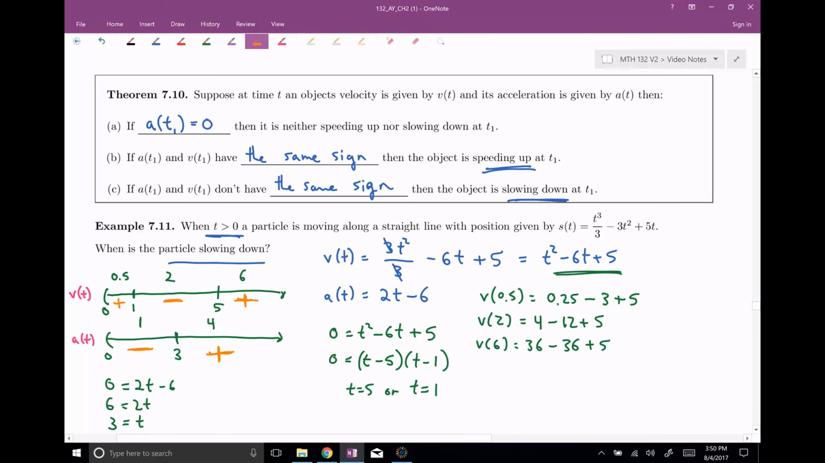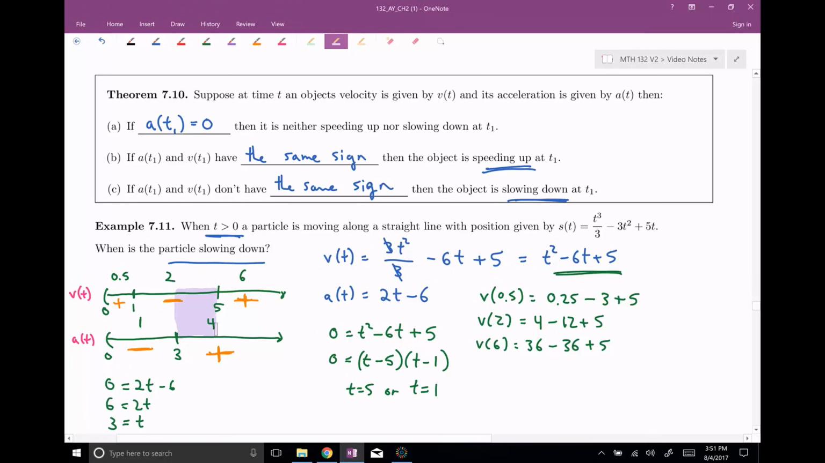All right, and so let's see when these things have different signs, right? Because we want to know when is the particle slowing down. That means that they should have different signs. Well, you can see here that after 5, both of them are positive. But between 3 and 5, we can see that the velocity is negative, and yet the acceleration is positive.